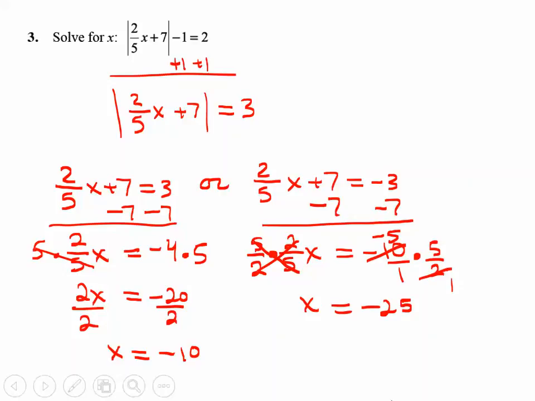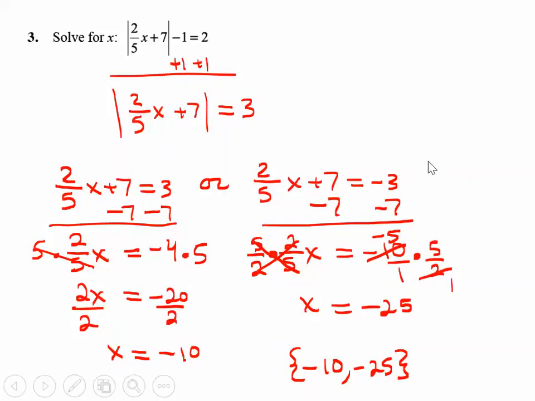Alright, state your answer in set notation and you'll be done. So I should have braces, -10, -25. It doesn't matter what order as long as you have both answers. And again, very quick lecture. I'm really just giving you one of each type really quick. This one was the fact that the absolute value was not by itself on one side. We had to move things over, and then we could split them off.